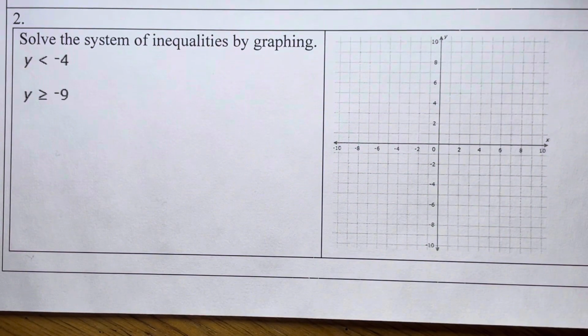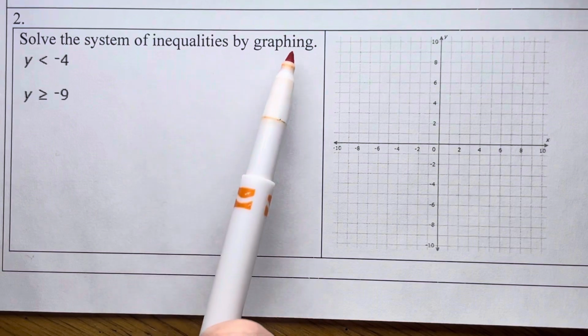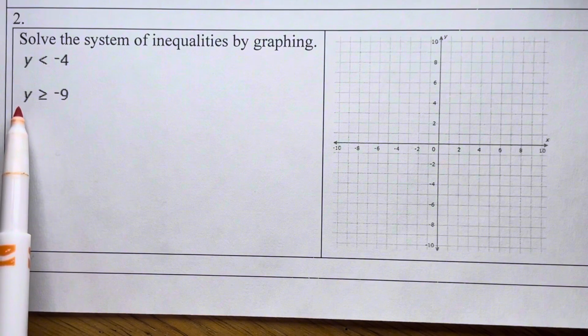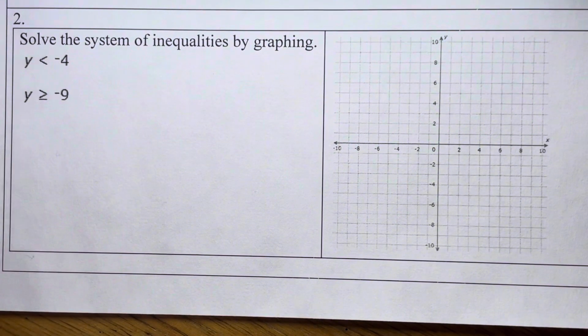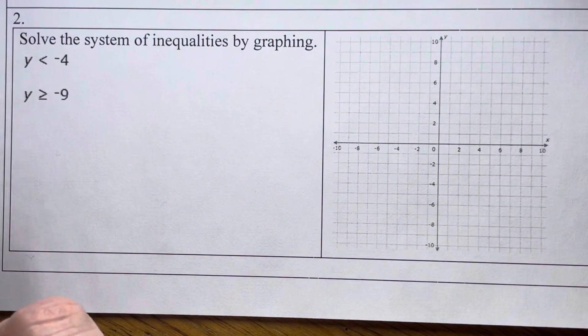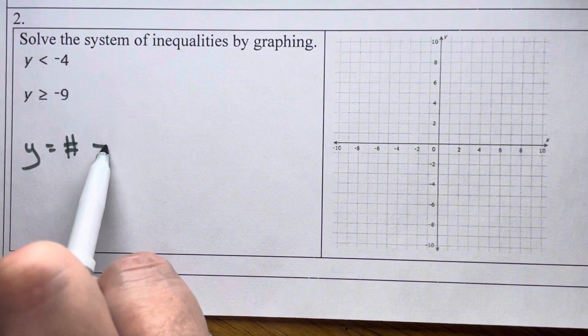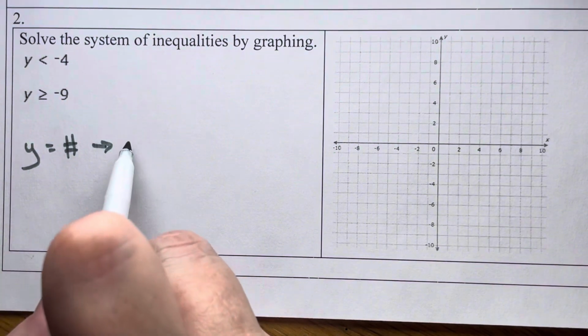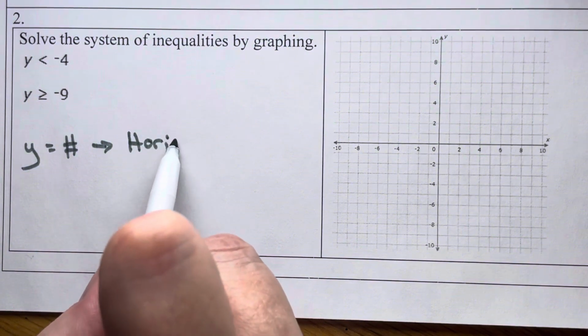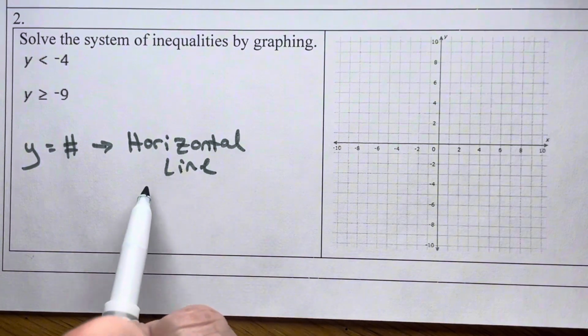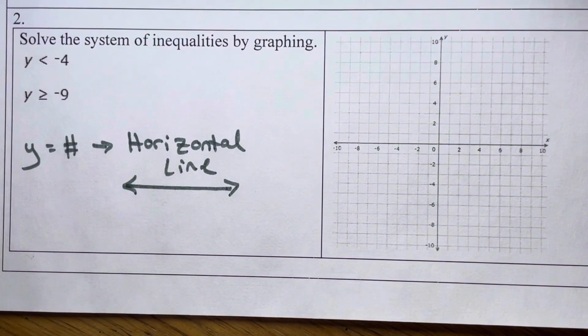Example 2. We are going to solve the system of inequalities by graphing where y is less than -4 and y is greater than or equal to -9. We remember from previous lessons that whenever you have y equals a number as your equation or inequality, as it would be here, that this is going to make a horizontal line. So it's going to be nice and flat through the y-axis at the given point of interest.